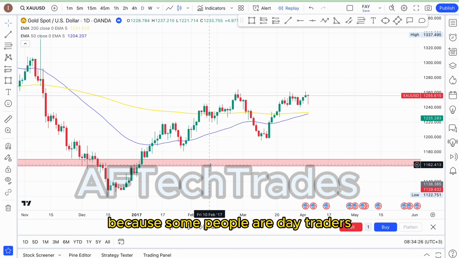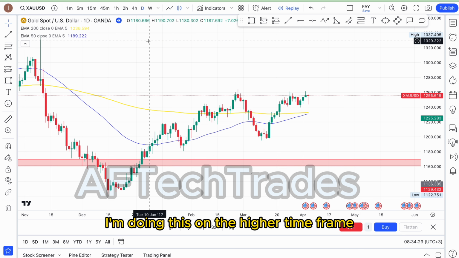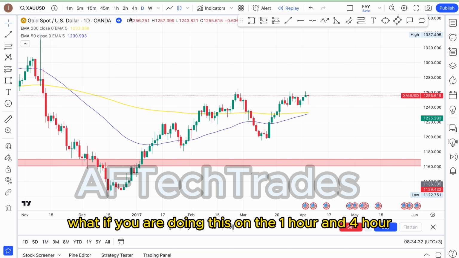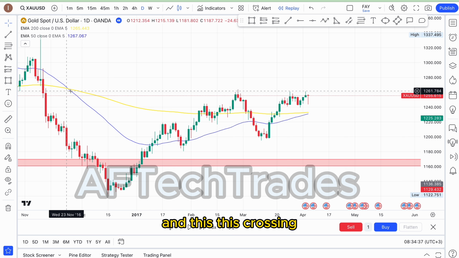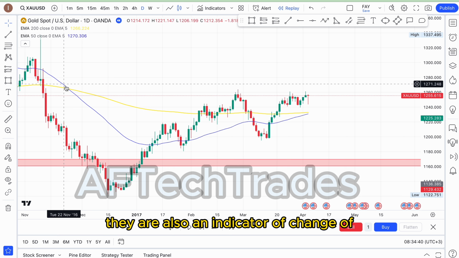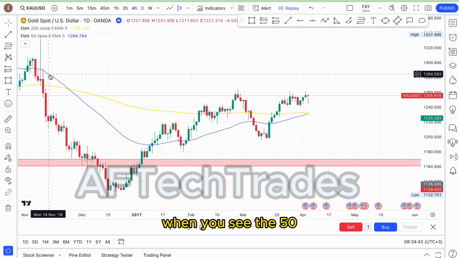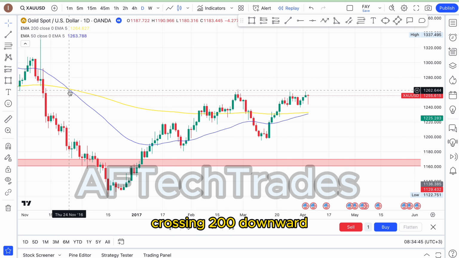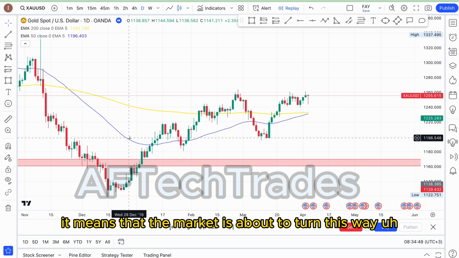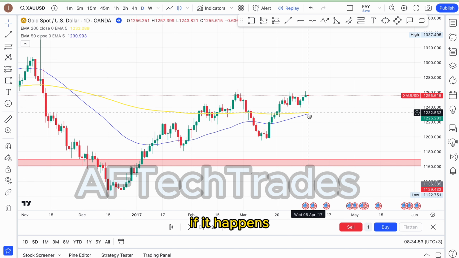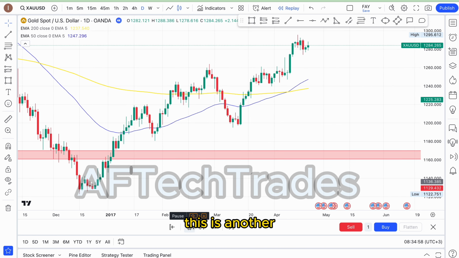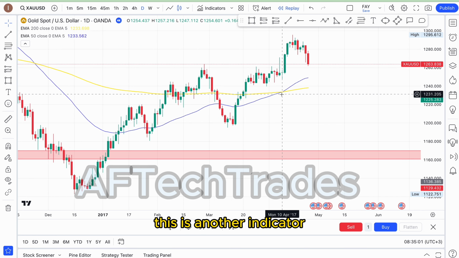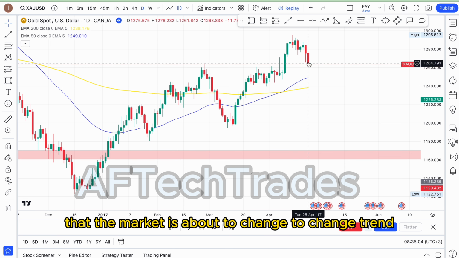Some people are day traders. This is more like I'm doing this on the higher time frame. What if you are doing this on the 1 hour and 4 hour time frame? Okay, so it depends. And this crossing is also an indicator of change of character. When you see the 50 crossing 200 downward, it means that the market is about to turn. The same thing if it happens upward. Let's see whether they cross here as well. Yes, crossing upward. This is another indicator that the market is about to change trend.